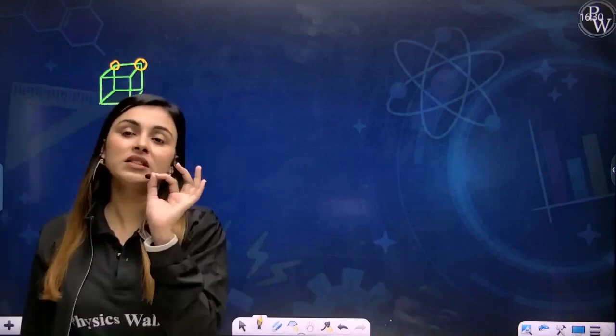The first assumption that is made is that these atoms are solid spheres. They are pure solid spheres. They are not spongy. You cannot compress them. They are solid and hard.